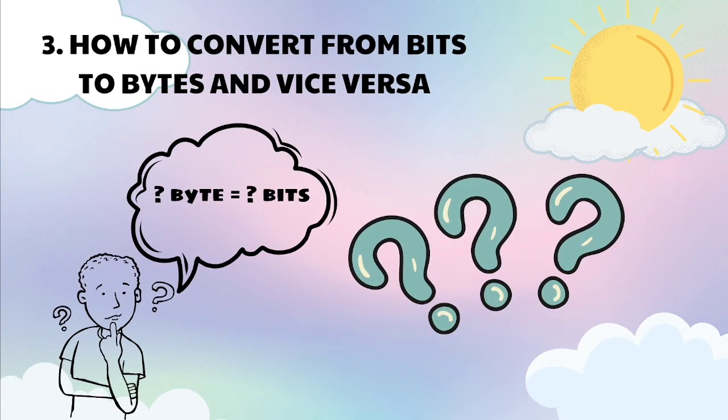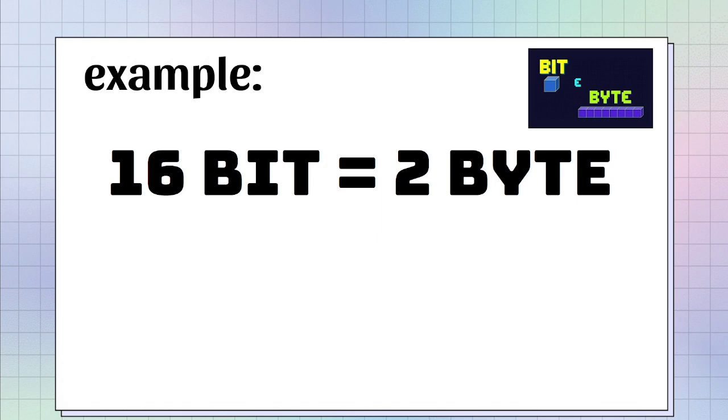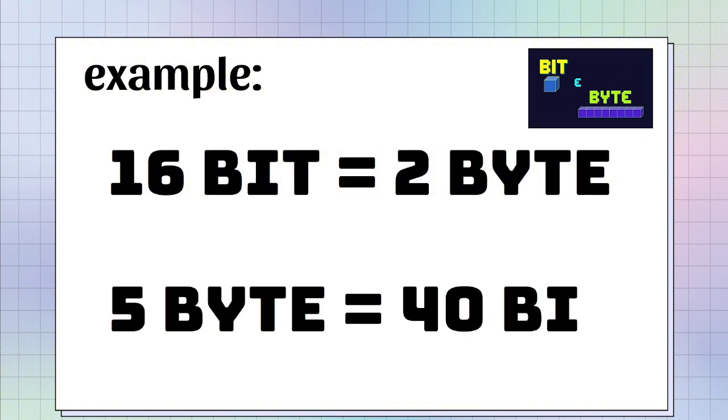How to convert from bit to byte and vice versa. To convert from bit to byte, we divide the number by 8. For example, 16 bits equals 2 bytes. To convert from byte to bit, we multiply the number by 8. For example, 5 bytes equals 40 bits.